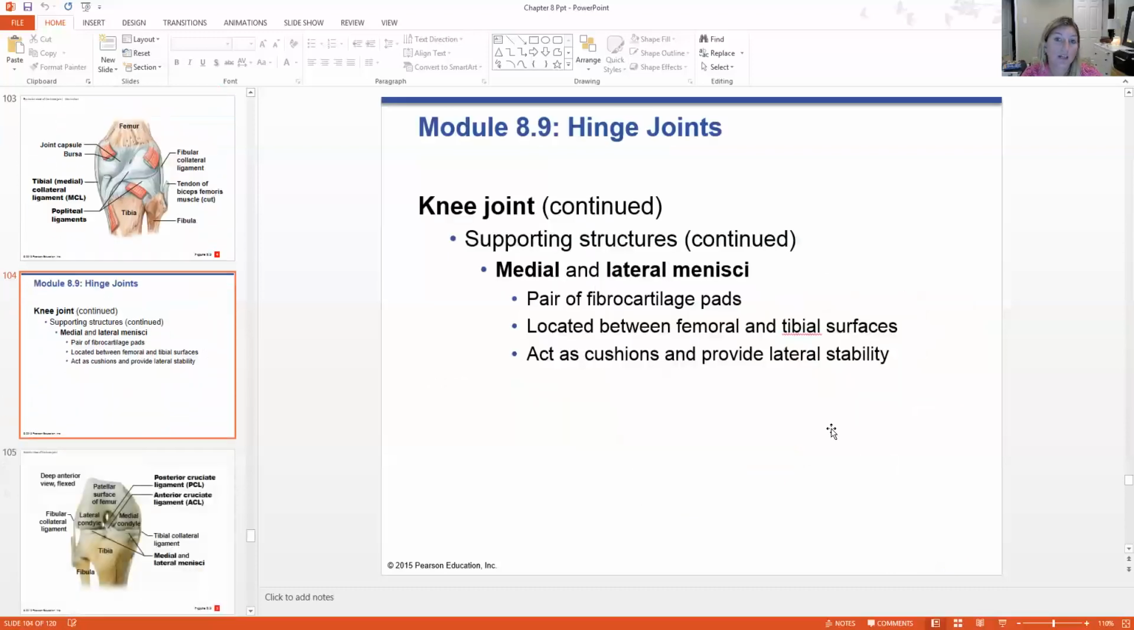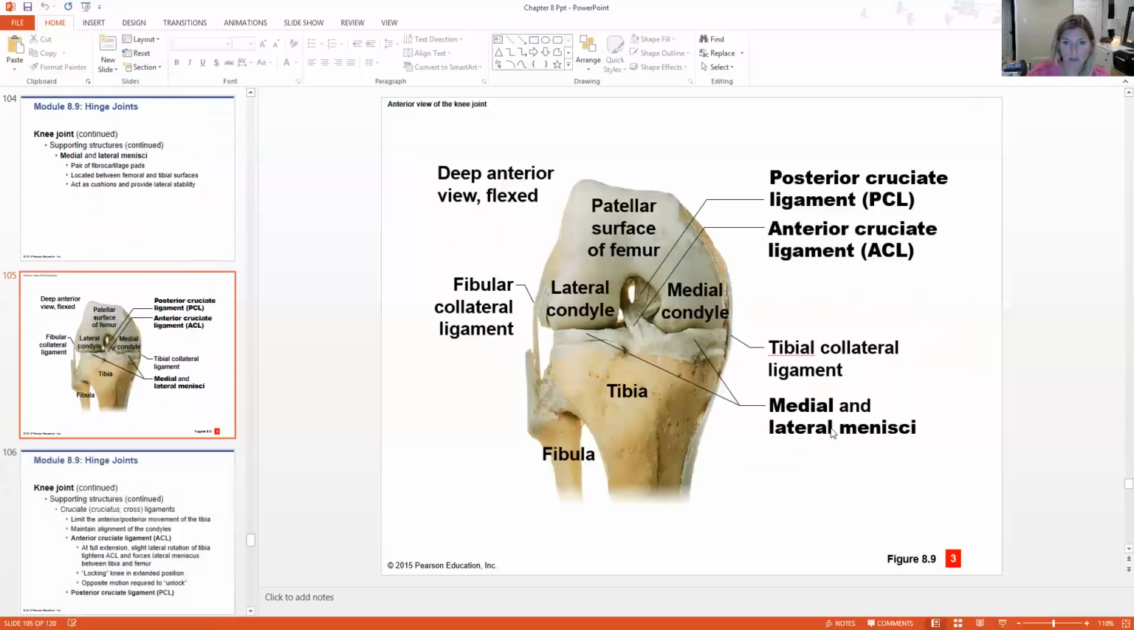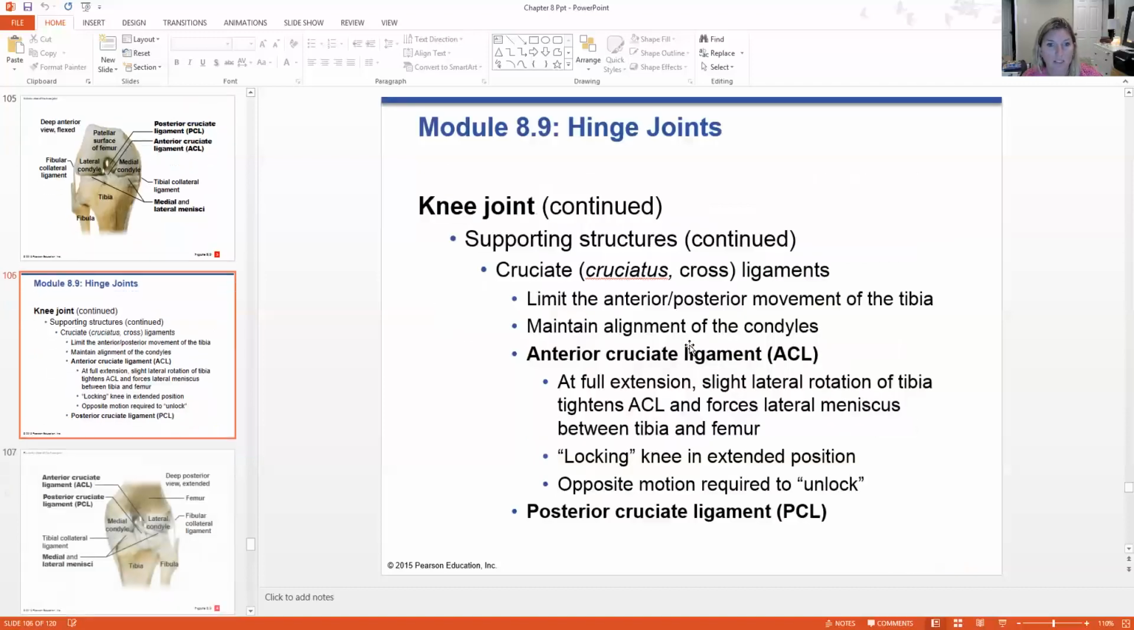There's also medial and lateral meniscus. These are those fibrocartilage pads between the femoral and tibial surfaces. They're cushioning and acting as support. There you can see them stuck right in there. And again, they fit in like a puzzle piece. They're nestled in there very nicely.